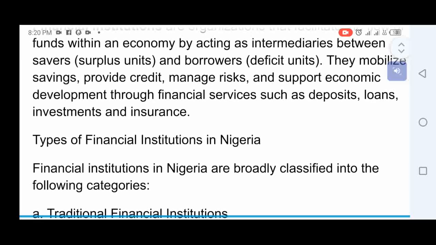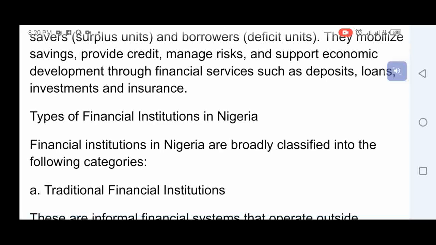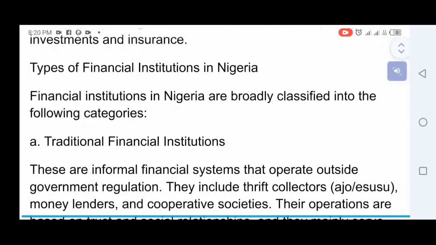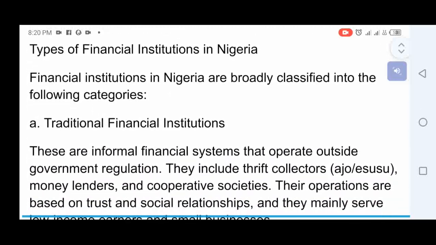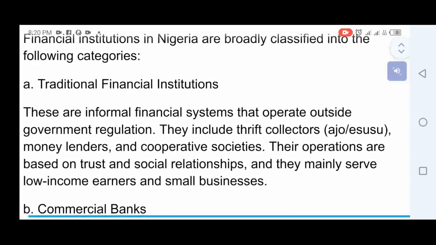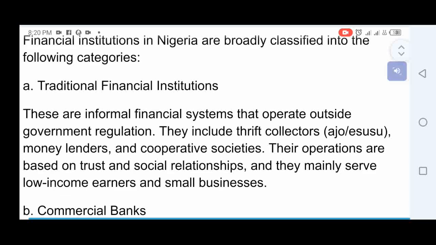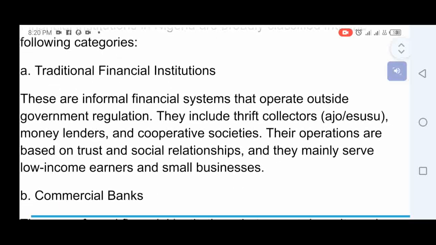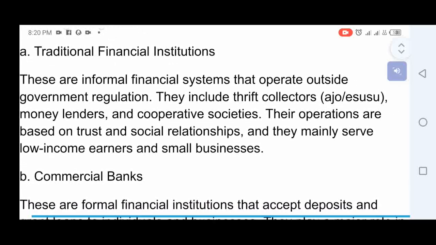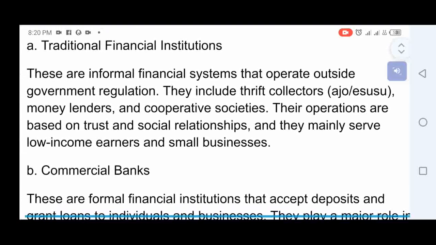Types of financial institutions in Nigeria. Financial institutions in Nigeria are broadly classified into the following categories. A. Traditional financial institutions. These are informal financial systems that operate outside government regulation. They include thrift collectors (ajo, isusu), money lenders, and cooperative societies. Their operations are based on trust and social relationships, and they mainly serve low-income earners and small businesses.